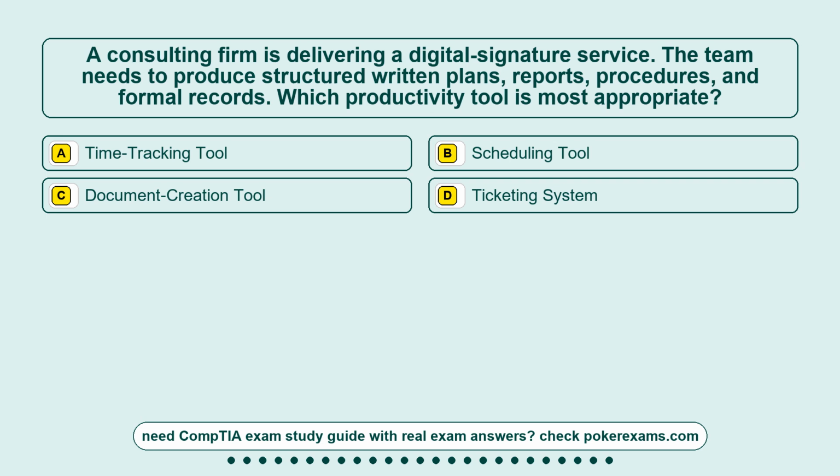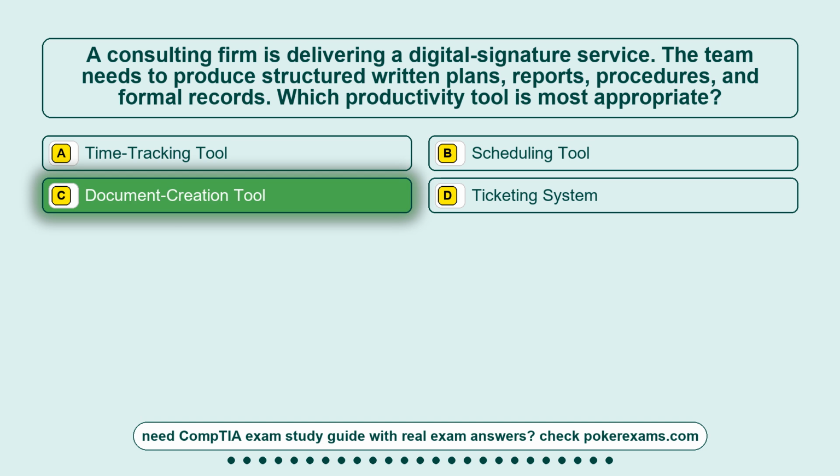Question 25. A consulting firm is delivering a digital signature service. The team needs to produce structured written plans, reports, procedures, and formal records. Which productivity tool is most appropriate? Option A, time-tracking tool. Option B, a scheduling tool. Option C, document-creation tool. Option D, ticketing system. The correct answer is option C, document-creation tool.